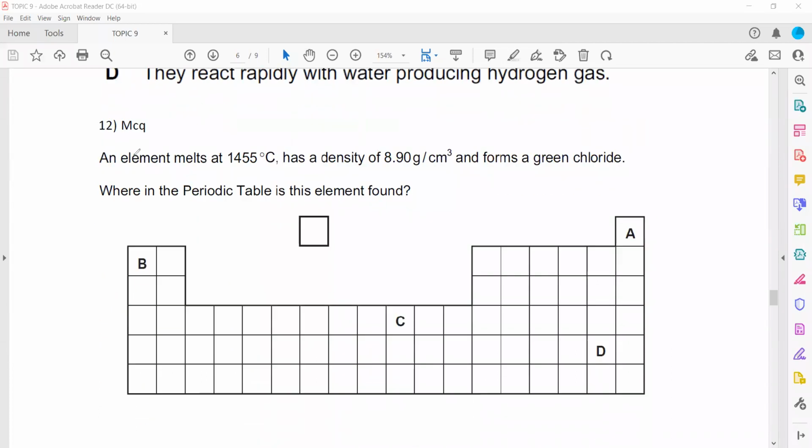An element which has a high melting point, high density, and forms colored compounds: all these refer to the properties of the transition elements. We find transition elements between group 2 and group 3. In this region we can find transition elements. That's why C is the right answer.